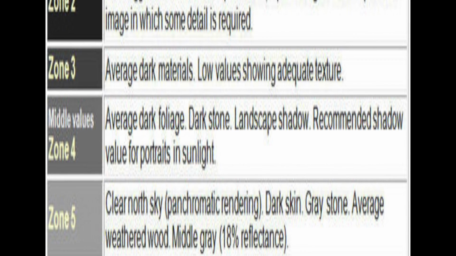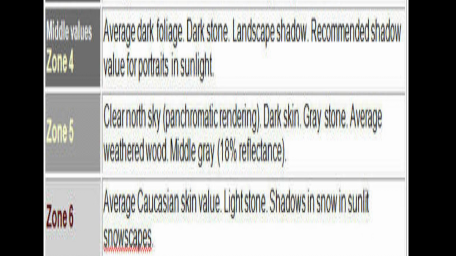Second were the three midtones. Zone 4, which included dark foliage, stone, landscape, and normal shadow. Zone 5, which was technical middle gray and included the north sky, dark skin, gray stone, and average weathered wood. And Zone 6, which included average Caucasian skin, light stone, and shadows on sunlit snow.